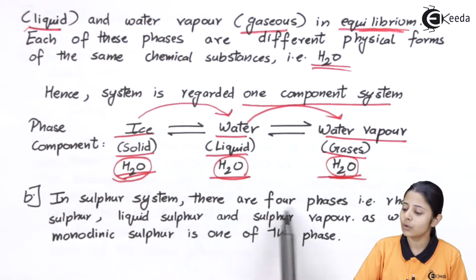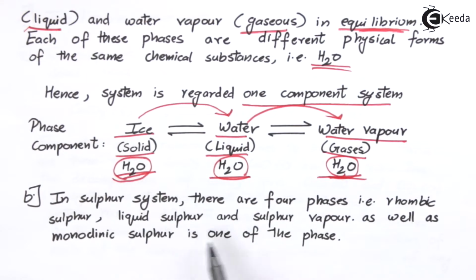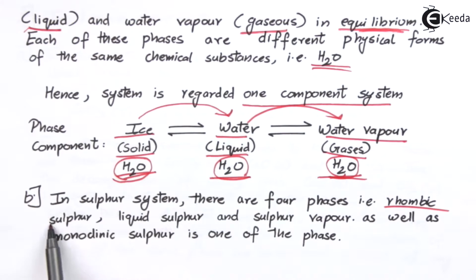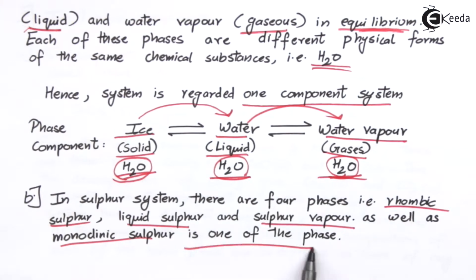In the sulfur system, there are 4 phases of it: rhombic sulfur, liquid sulfur, sulfur vapor, as well as monoclinic sulfur. Now this rhombic sulfur, monoclinic sulfur, liquid sulfur or sulfur vapor, all of these are different forms of sulfur. These different forms have just one component in them, one element, and that element is sulfur. So even if you see different forms of it, the only thing which it is made up of is sulfur, and that's the reason why again this will be my one component system.